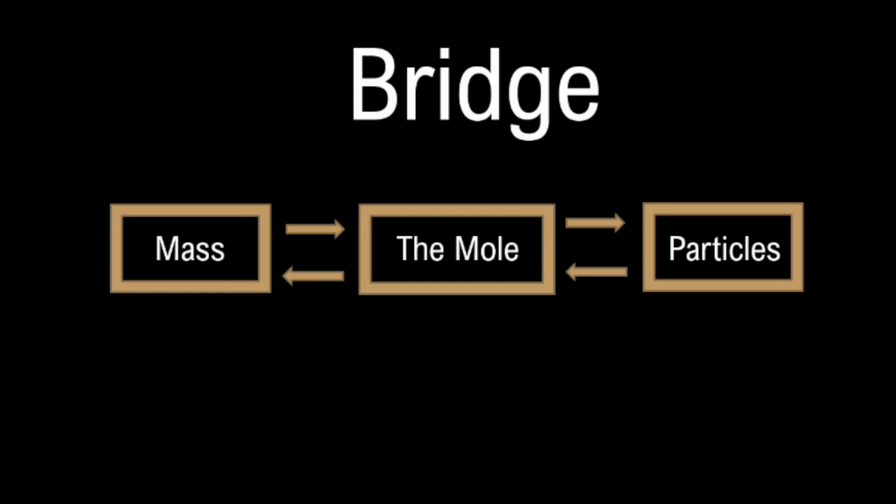In the first part, we discussed that the mole acts as a bridge between mass and number. If you know the mass of anything, you can tell the number of particles in it. If you know the number of particles, by using the mole as a bridge, you can tell the mass of anything.